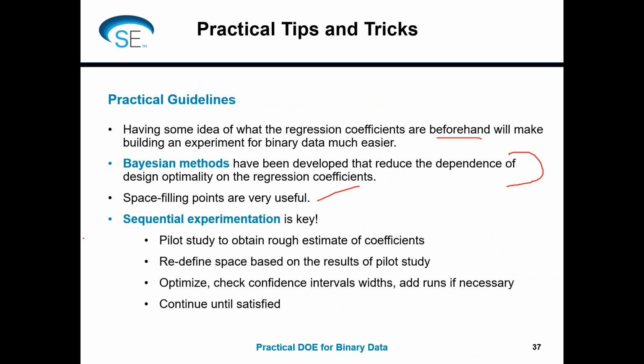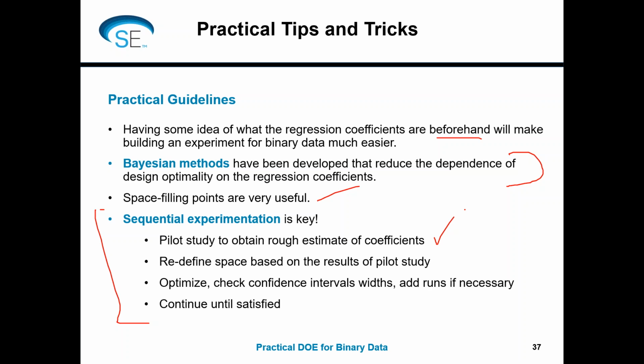And what we really think is the key is sequential experimentation. If you are going to be building these designs D-optimally, do a pilot study first, meaning take a third of your run budget and do a pilot study just to get a rough estimate of the coefficients.